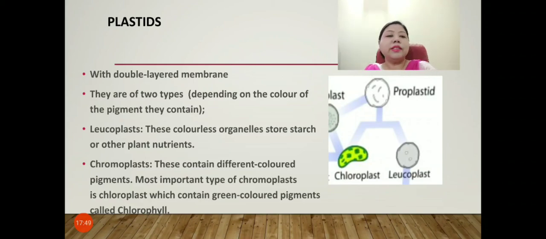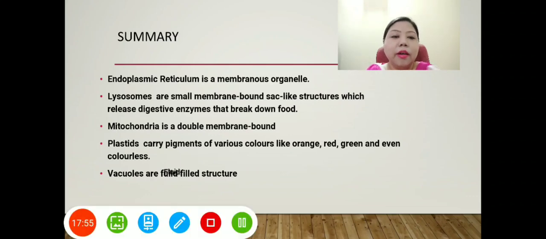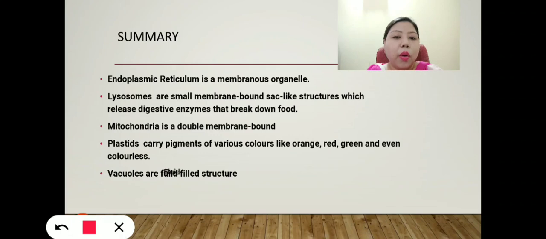So now let us summarize what we have learned. We have learned that the endoplasmic reticulum is a membranous organelle, and there are two types of endoplasmic reticulum, rough endoplasmic reticulum and smooth endoplasmic reticulum. The rough endoplasmic reticulum is responsible for the synthesis of protein since ribosomes are attached to it, and the smooth endoplasmic reticulum is responsible for the synthesis of lipid.